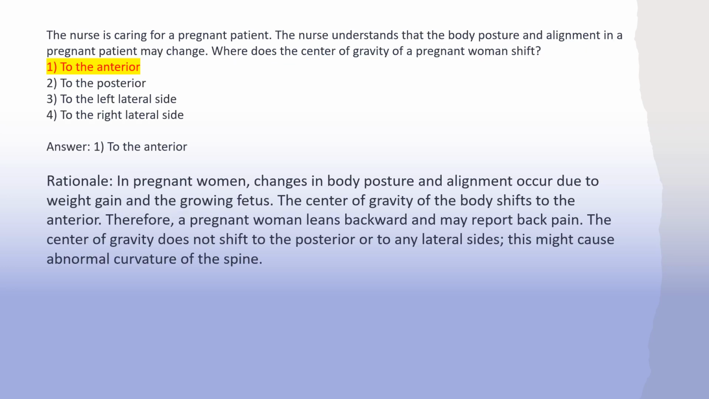Answer: 1, to the anterior. Rationale: in pregnant women, changes in body posture and alignment occur due to weight gain in the growing fetus. The center of gravity of the body shifts to the anterior. Therefore, a pregnant woman leans backward and may report back pain. The center of gravity does not shift to the posterior or to any lateral side. This might cause abnormal curvature of the spine.